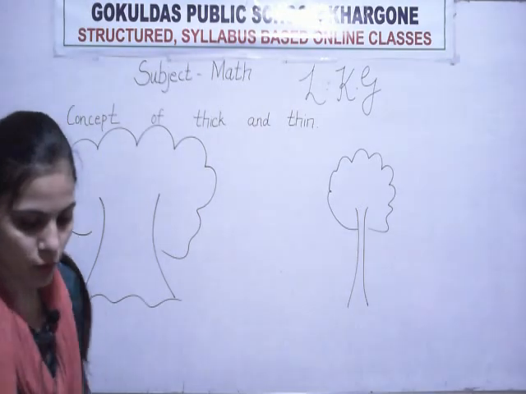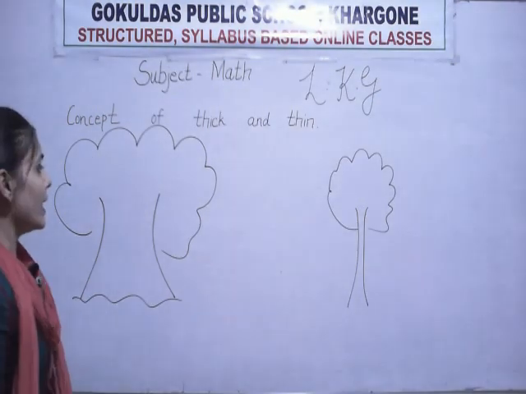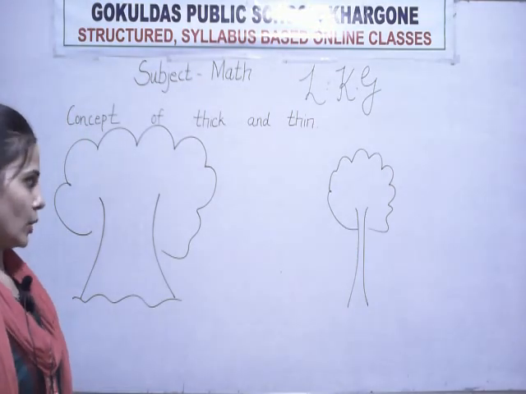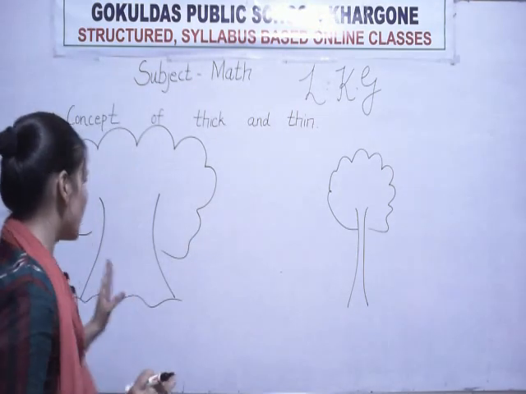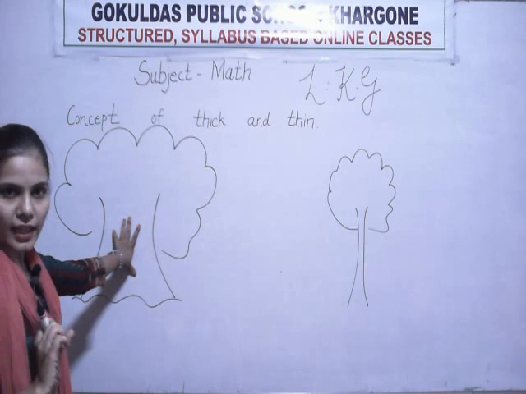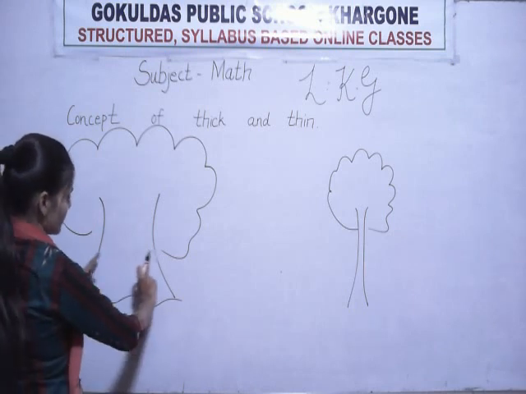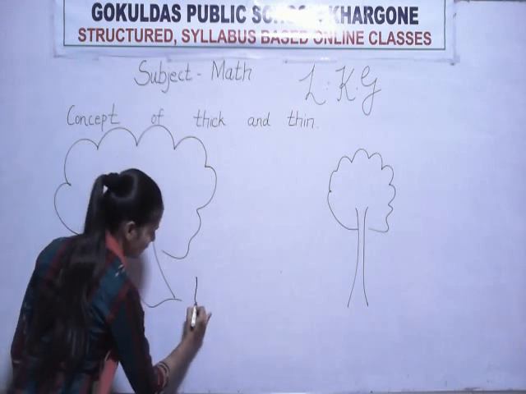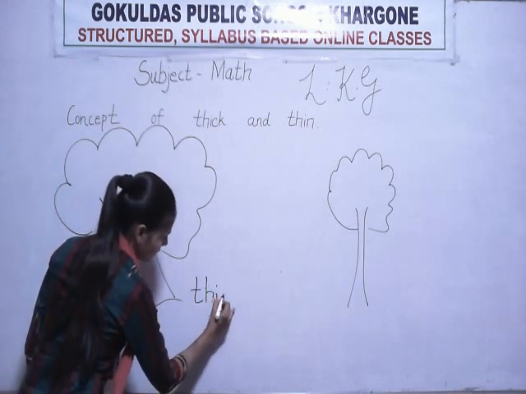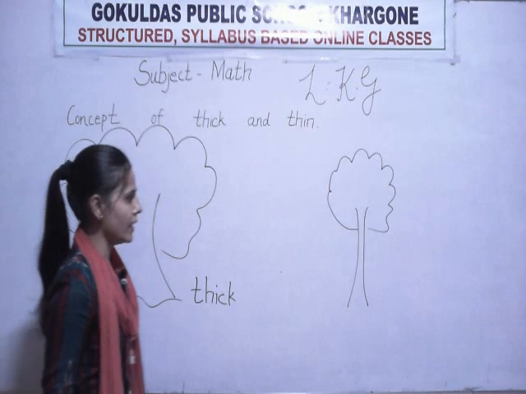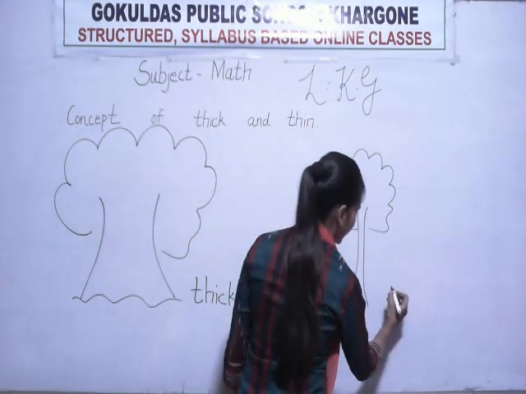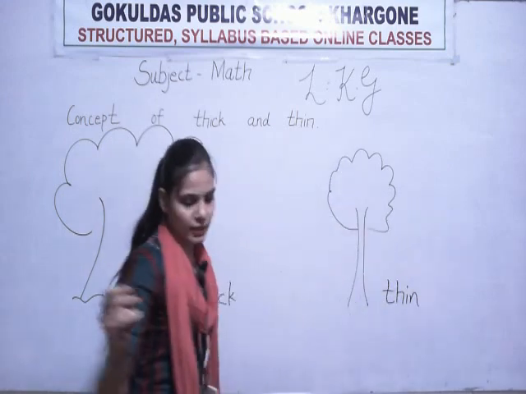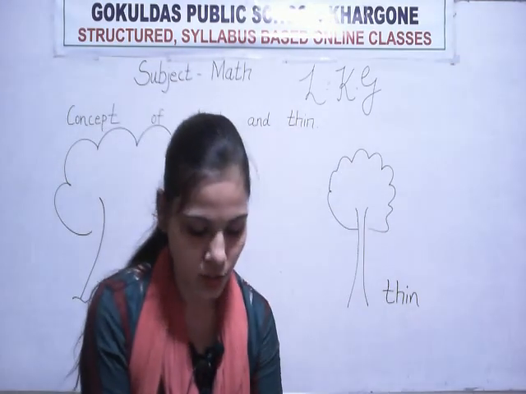Okay, so which one is the thick one and which one is the thin one? Tell me. Okay, this one is a thick object because it is thick according to its size. So we write here thick object, and this one is thin. So write here thin.